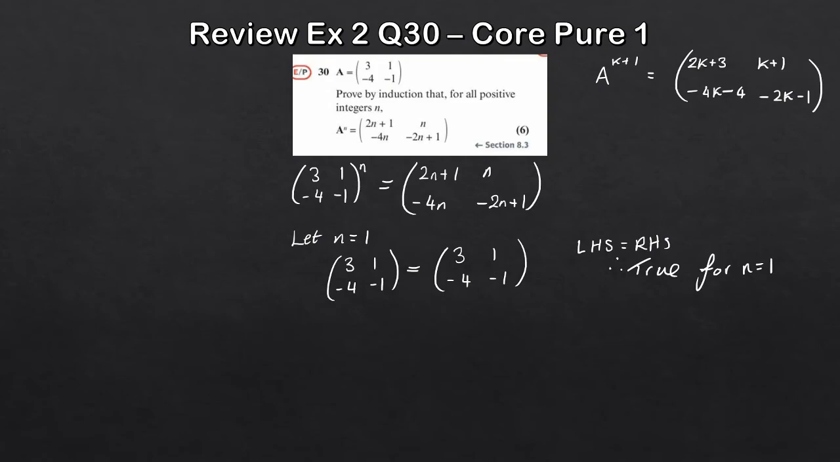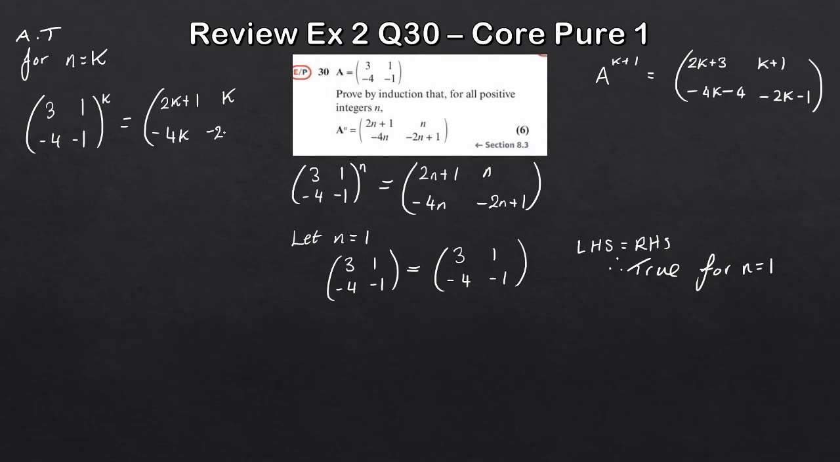Now we just need to assume that it's true for n equals k. So if I do that up here, assume true for n equals k. So therefore, what we're saying here is that the matrix 3, 1, minus 4, minus 1 to the power of k is equal to 2k plus 1, k, minus 4k, and minus 2k plus 1. Okay. Helps if I close the bracket. There we go.